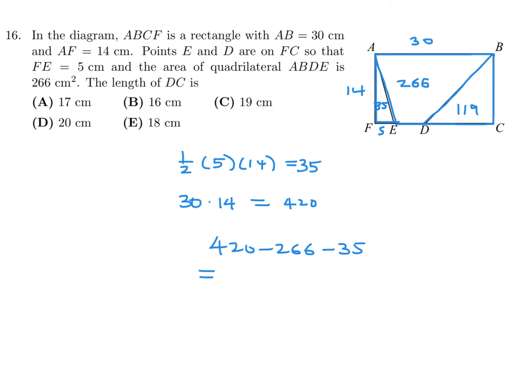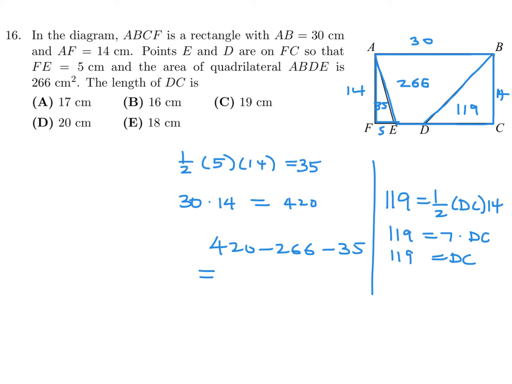Yeah. So then what are they asking for? DC. Okay, I got it. So that's 14. So 119 would therefore be 1/2 base times height, which is DC times 14. So that's 119 is equal to 7 times DC. And then therefore DC is 119 over 7, and that's 17. So DC is 17, and therefore number 16, the answer is A.